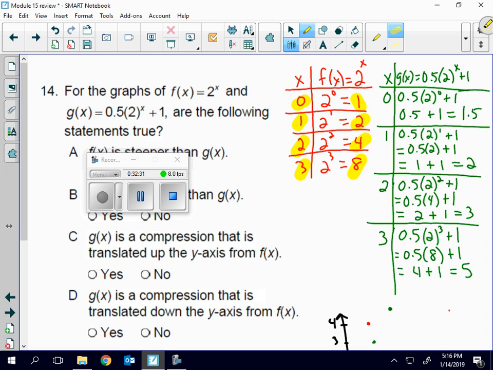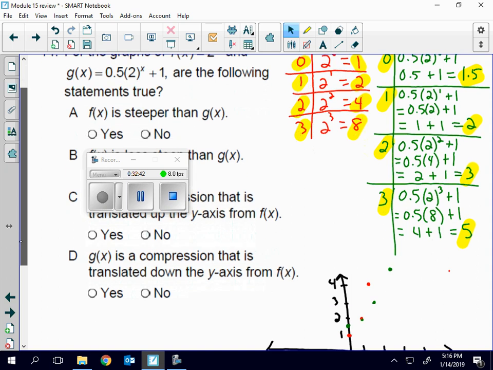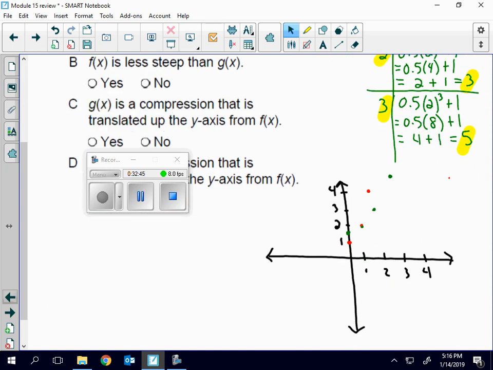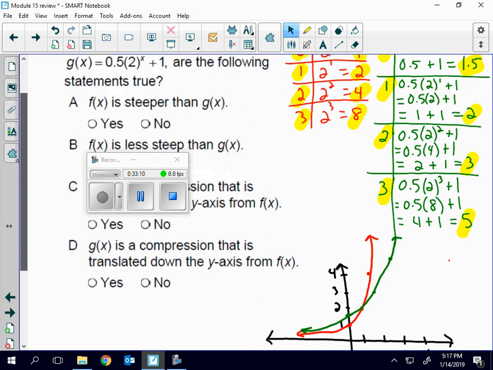I did that with my red pen, and then I graphed the points 0, 1.5, 1, 2, 2, 3, and 3, 5. So if you look down here, I graphed those points, and I'm going to connect the dots for you. So this is going something like that, and of course getting closer and closer to 0 here. And the green is just not quite as steep, okay? So there it is. That's our sketches to help us answer these questions.